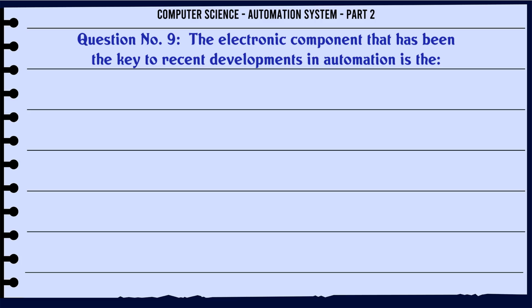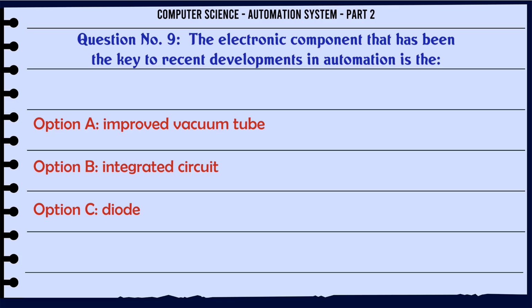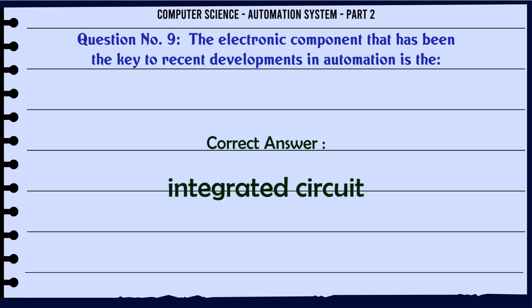The electronic component that has been the key to recent developments in automation is the A. Improved vacuum tube, B. Integrated circuit, C. Diode, D. Transistor. The correct answer is integrated circuit.